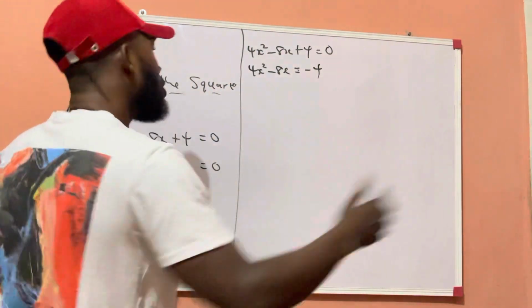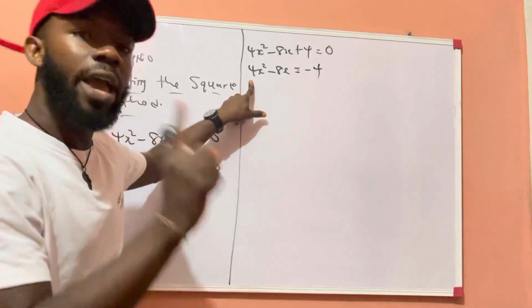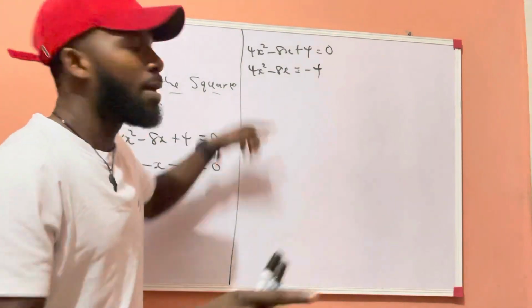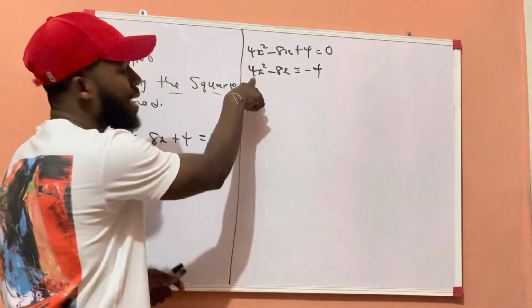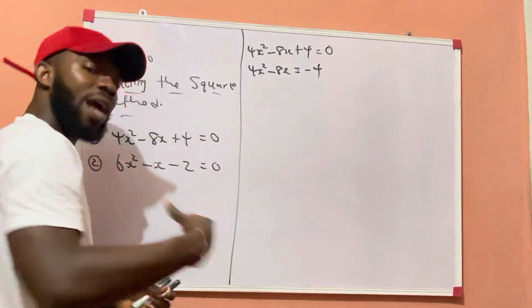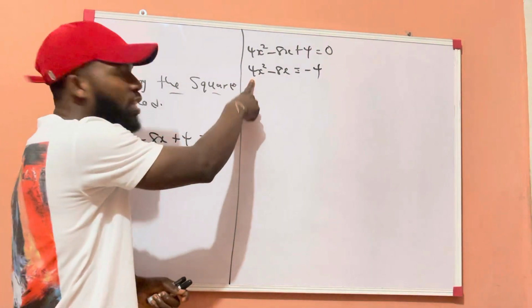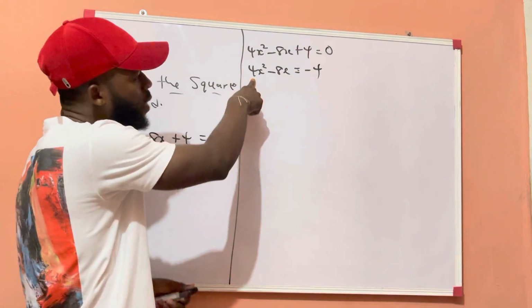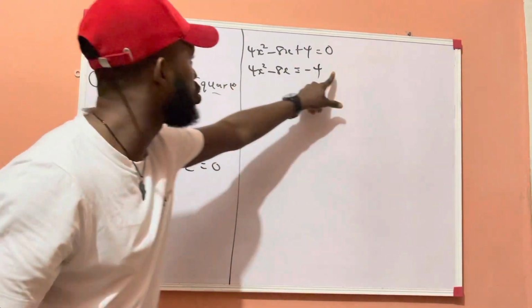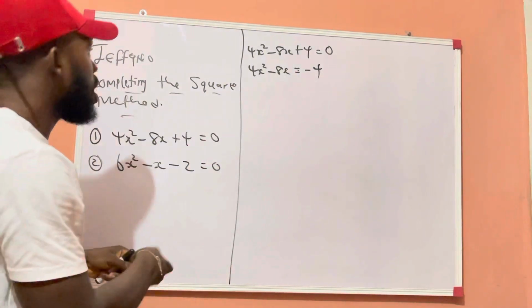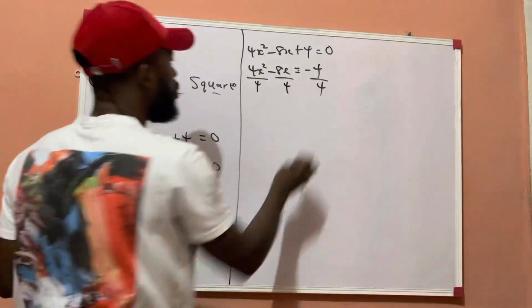Now, if you have done that, the next thing you have to do is check for your a. Now, when your a is greater than 1, make sure you divide with the coefficients. Now, you will notice that my a here is 4. Now, when you are using completing the square method, you are not supposed to be having a number here at all. The number here is supposed to be 1. So because we have 4 here, what do we do to remove this 4? We divide all through by 4. So it means we are going to be having something like this. Over 4, over 4, and over 4.